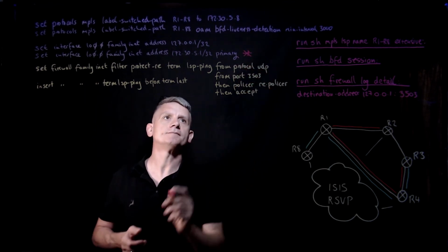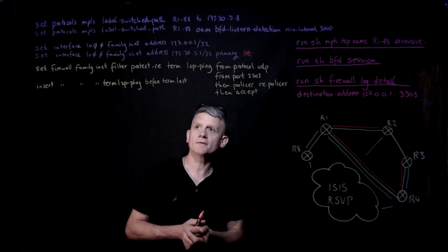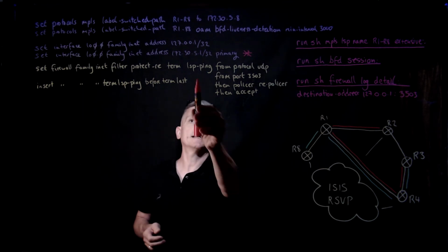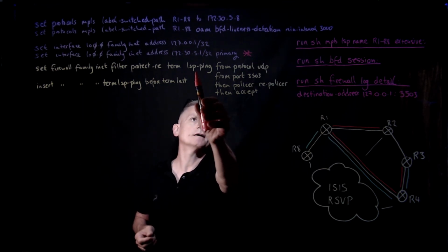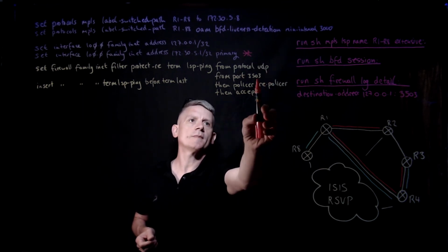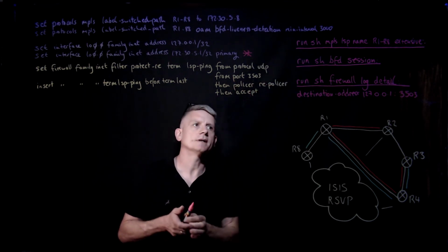Then we have to go into the firewall filter. We need to make sure that LSP, well, we've called the term LSP ping. We need to make sure that from UDP, from that port is allowed, goes through the policer in the standard way.